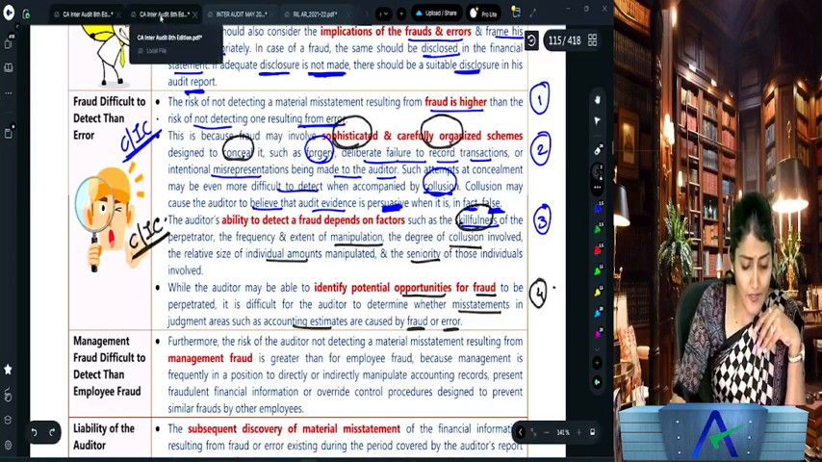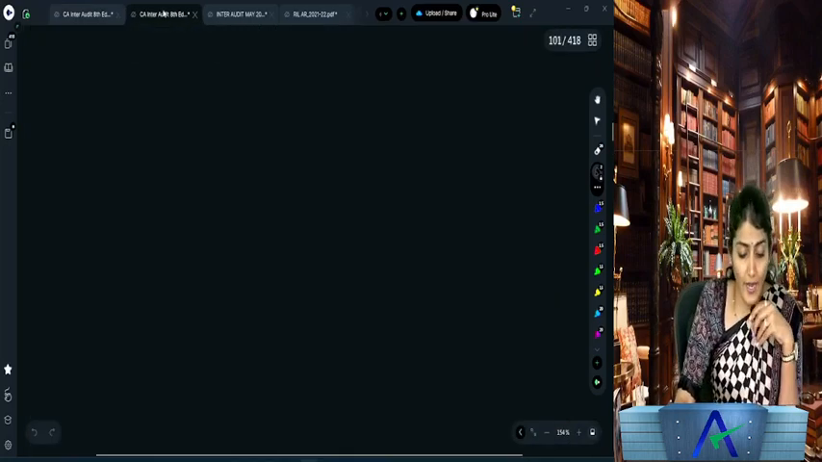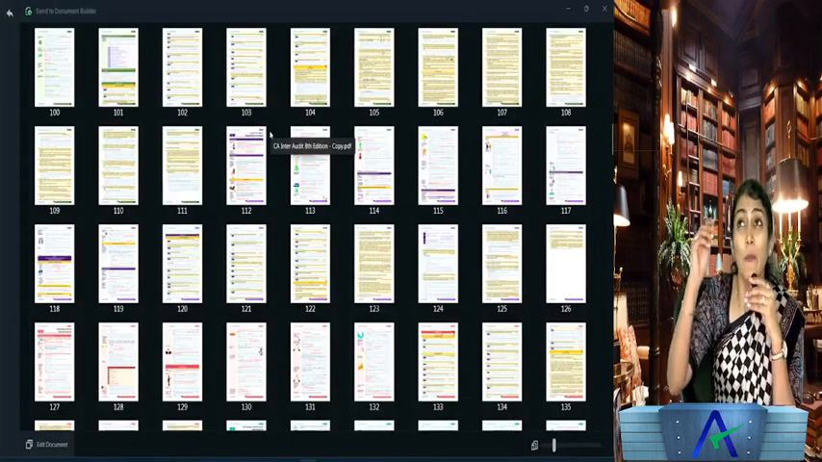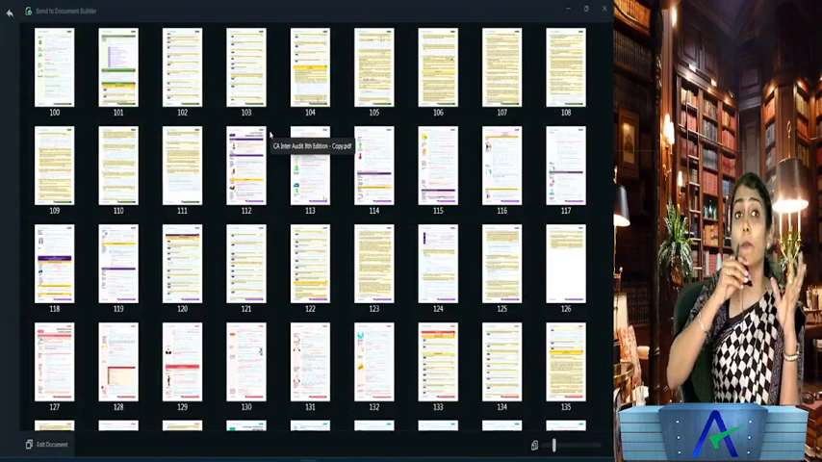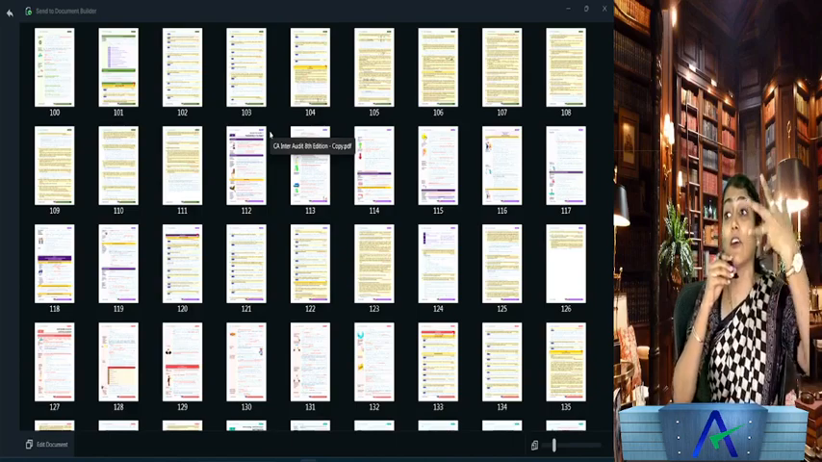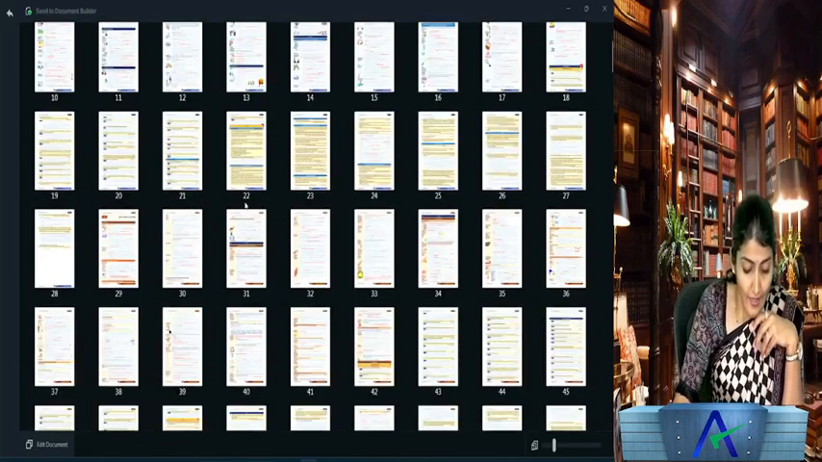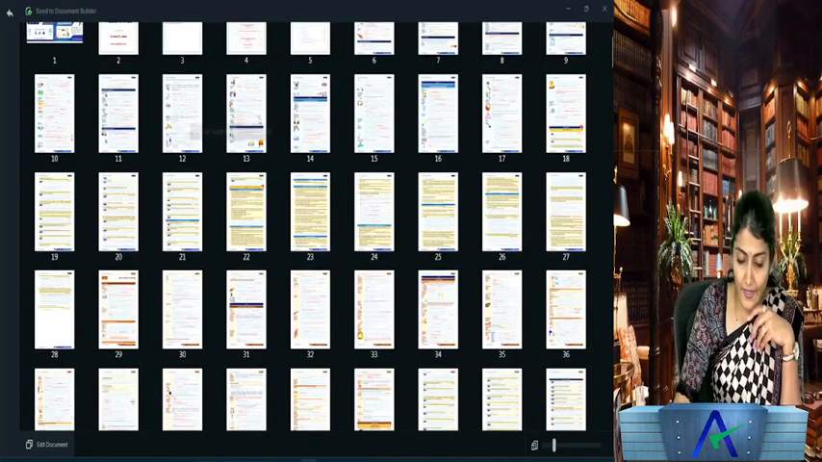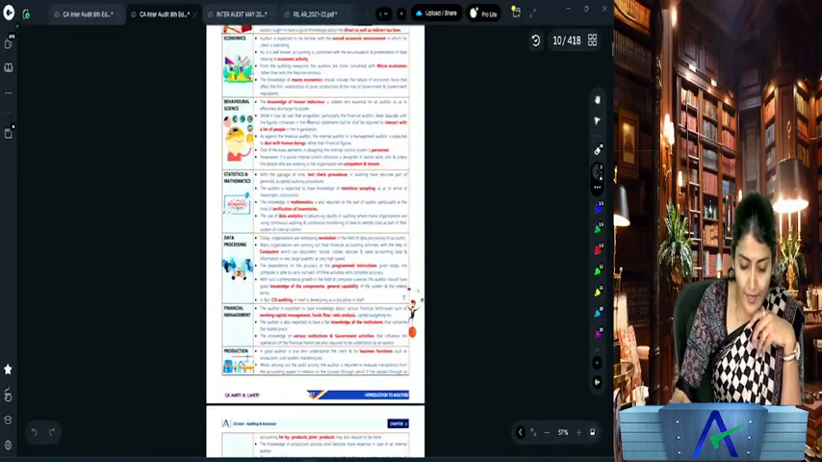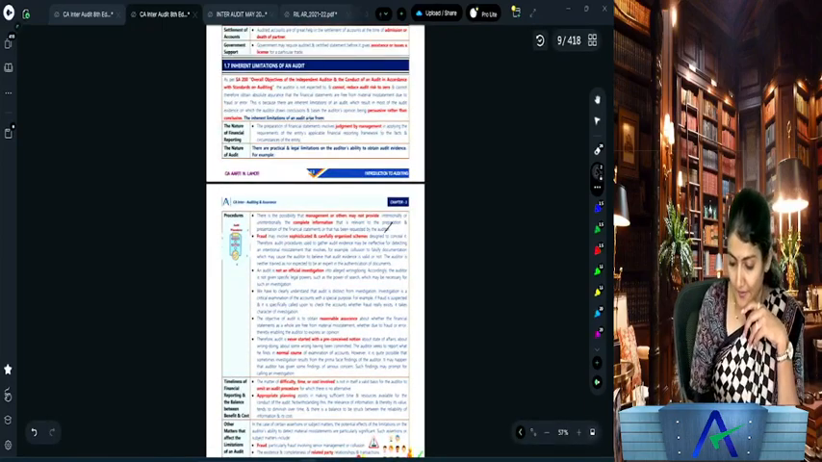Where had we also seen this, that fraud is more difficult to detect than an error? We had seen a sentence that audit procedures which are effective in detecting an error may not be effective in detecting a fraud. So where had we discussed this? We had discussed this in the inherent limitations of an audit, in the same sentence.